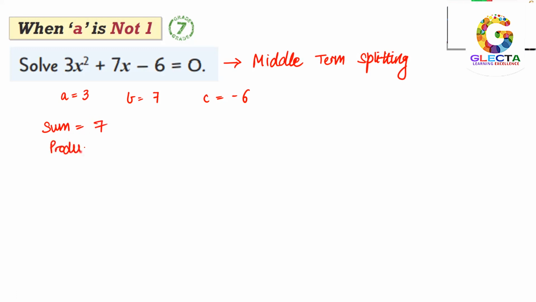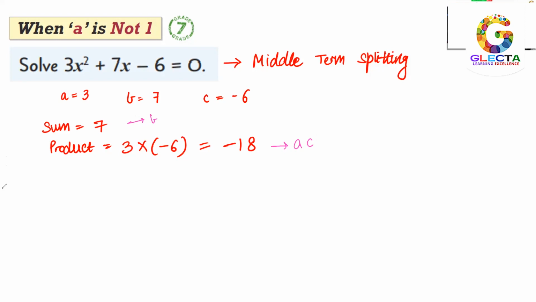Then, when you multiply them up, you get this number. 3 times -6 is -18. I told you that you need the sum as B and the product as AC, right? Same concept as we used in the previous one.